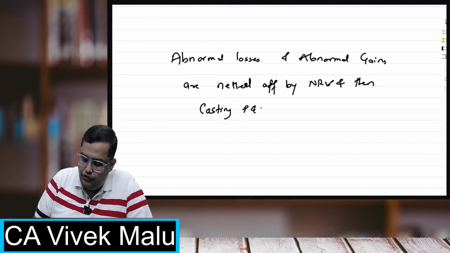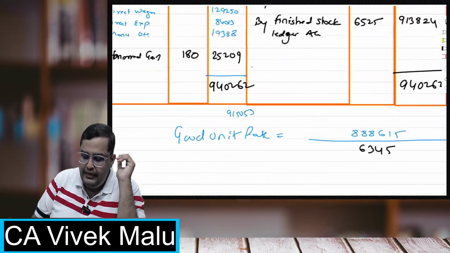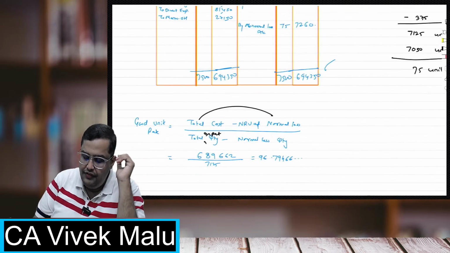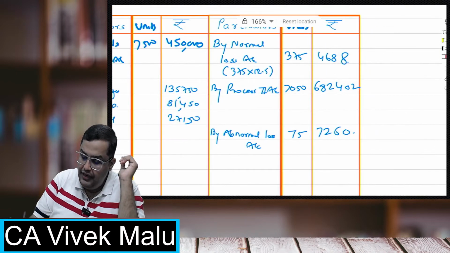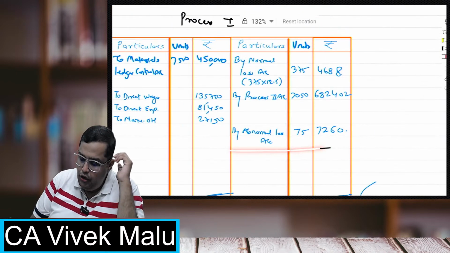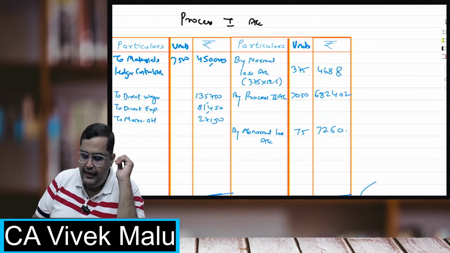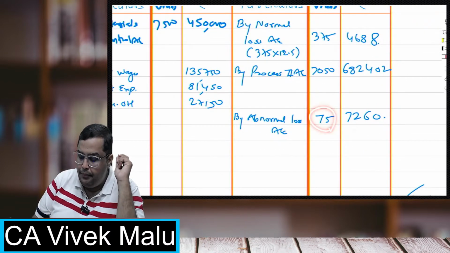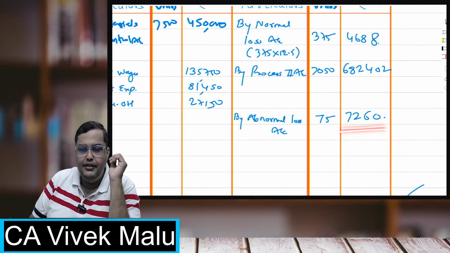Then transferred to costing P&L account. Now, sir, what are you trying to say by this? Let us say, for example, students, when we were doing the process one account, we had seen that the normal loss was 75 units whose value was 7260. There was a normal loss of 75, abnormal loss of 75 units whose value was 7260.